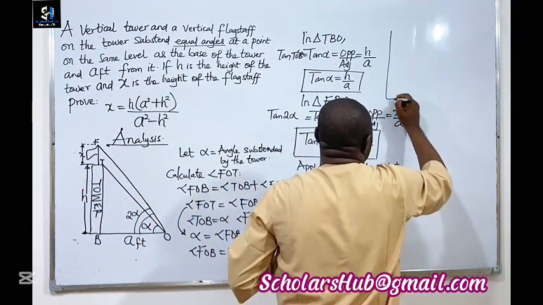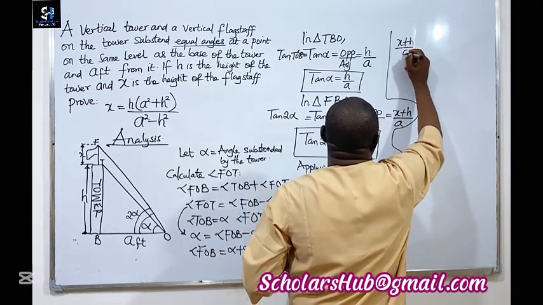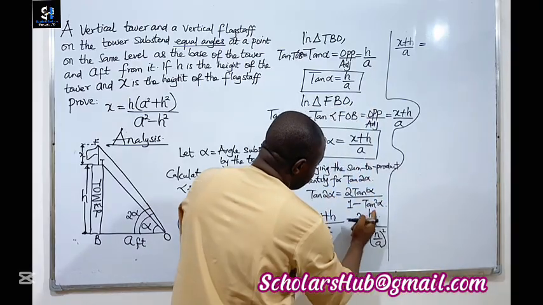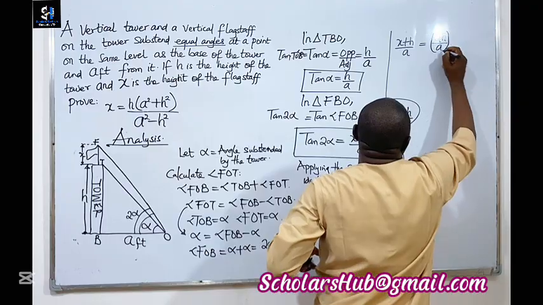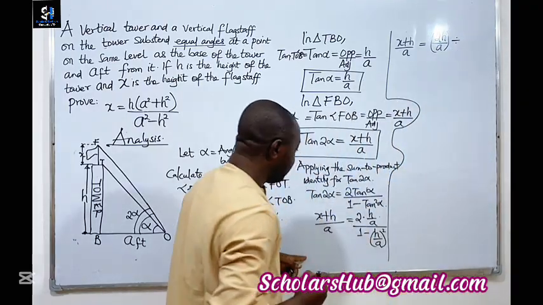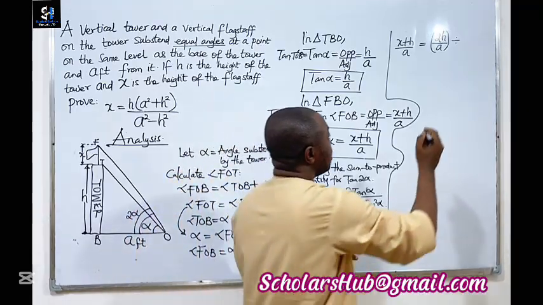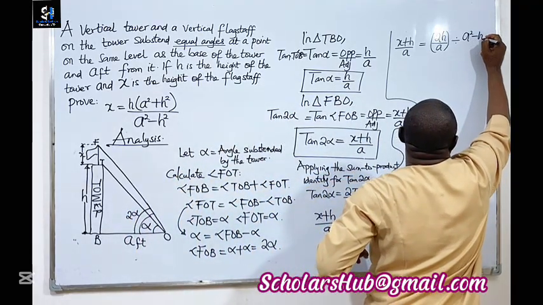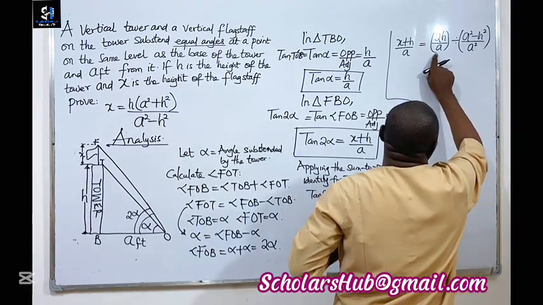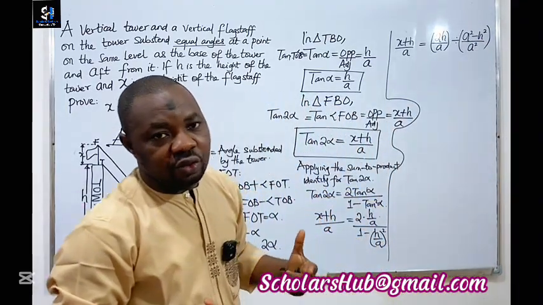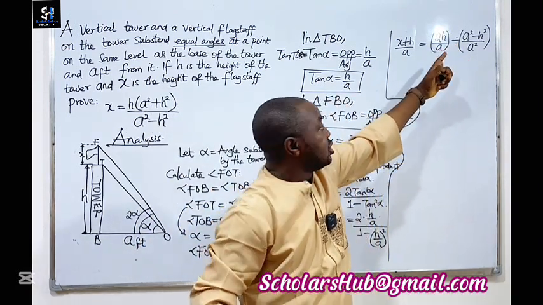So we have our left hand side to be x plus h over a equals 2 times h over a. That will be 2h over a, which is the numerator, divided by, we have h squared over a squared. So a squared times 1 will be a squared, then minus h squared, divided by a squared. So this is the numerator and this is the denominator. So we have a division of two fractions.